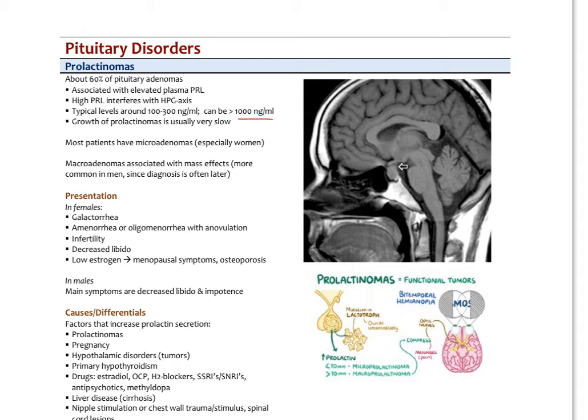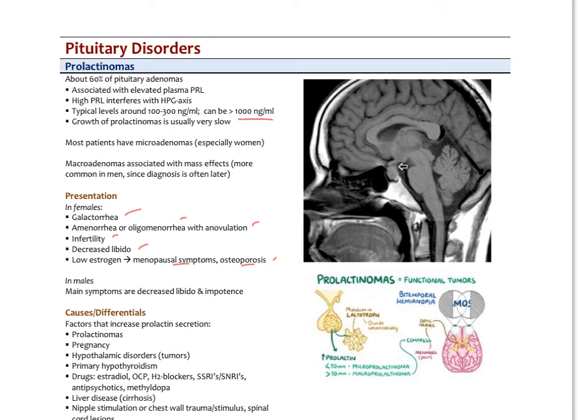The presentation in females would be galactorrhea, amenorrhea or oligomenorrhea with anovulation, infertility, decreased libido, and then low estrogen, which might result in menopausal symptoms and osteoporosis if it occurs early enough in life. Usually under the age of 40 is when we're really concerned about the low estrogen for osteoporosis. In males, the main symptoms are decreased libido and impotence.